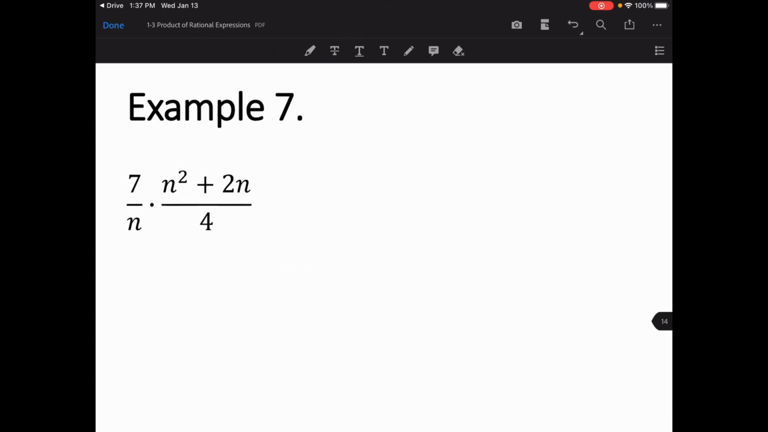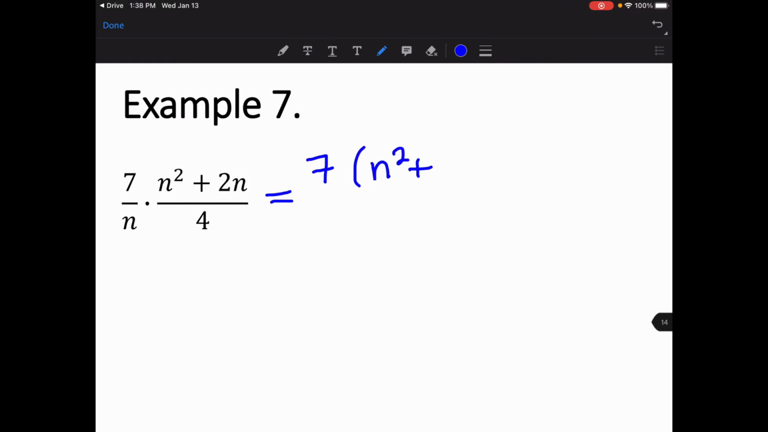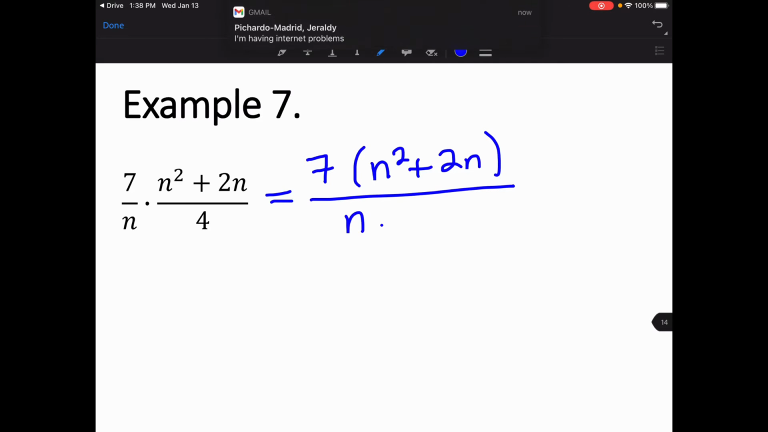Alright, example 7. This time, I am multiplying 7 over n times n squared plus 2n over 4. We're still following the same rule. I need to multiply my numerators together and my denominators together. So when I multiply my numerators, it's 7 times n squared plus 2n. I am writing it like this because there is more than one term in my second fraction. And then I have n times 4.